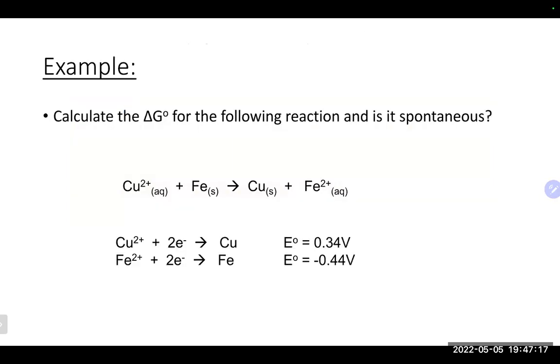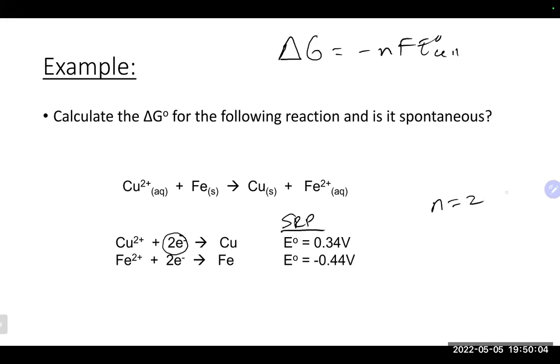All right, so why don't we try one? Calculate the delta G for this reaction, and is it spontaneous here? So in this case, obviously we're calculating delta G. We got some SRP value, so that means E is involved. So our delta G there would be minus nFE of our cell. In this case, obviously we would want to figure out n, and in this case we could see that 2 looks like a winner there, since it's the same in each case.